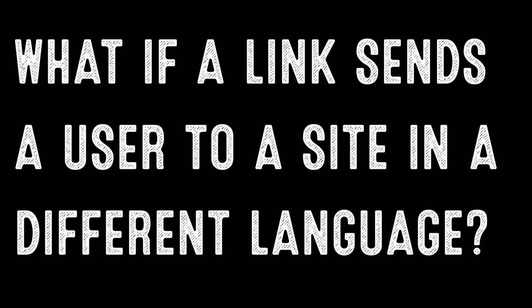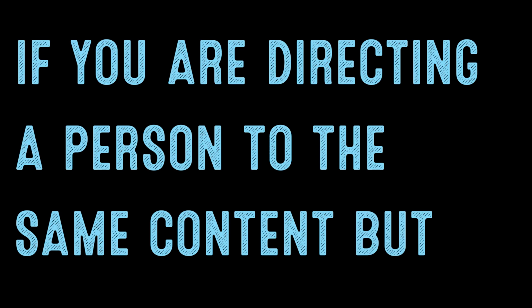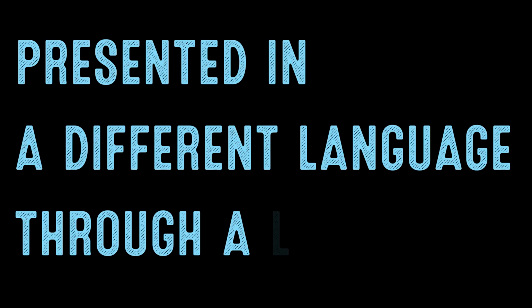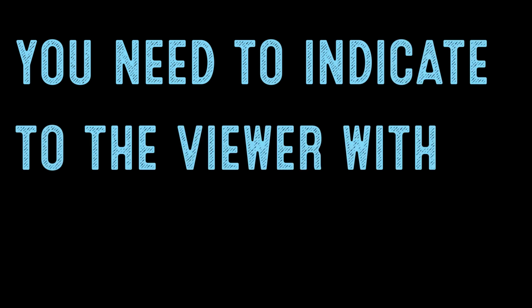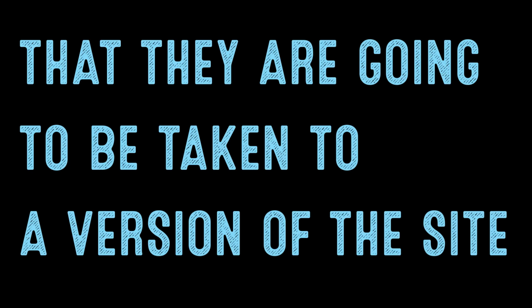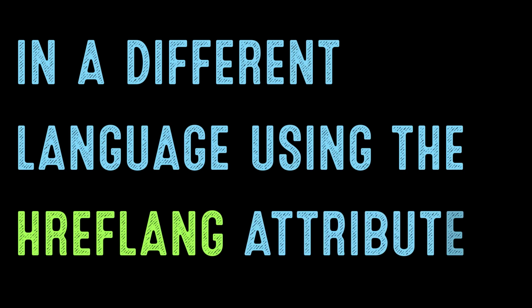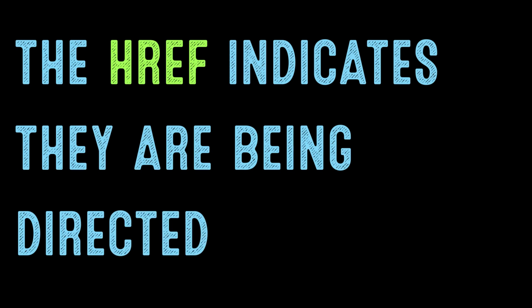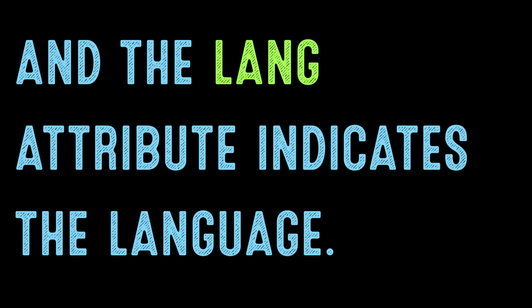What if a link sends a user to a site in a different language? If you are directing a person to the same content but presented in a different language through a link, you need to indicate to the viewer with an assistive device that they are going to be taken to a version of the site in a different language using the hreflang attribute. The href indicates they are being directed elsewhere, and the lang attribute indicates the language.